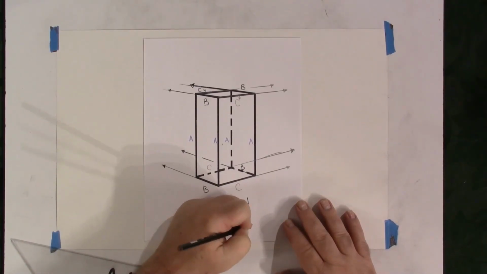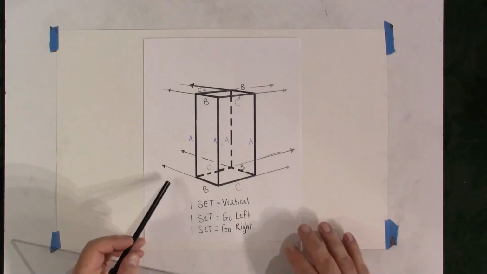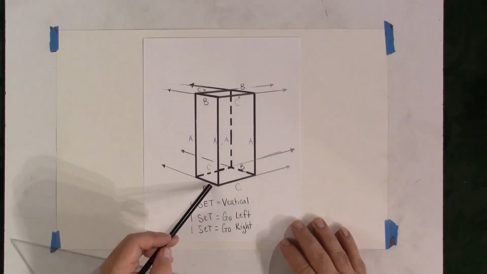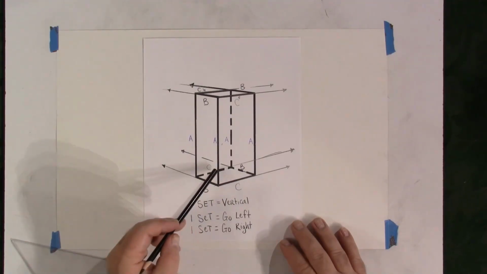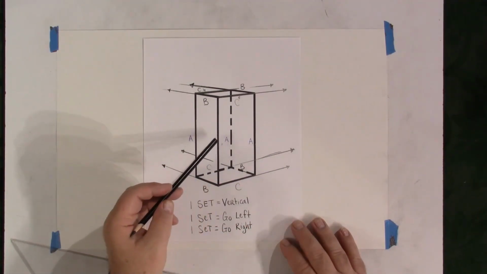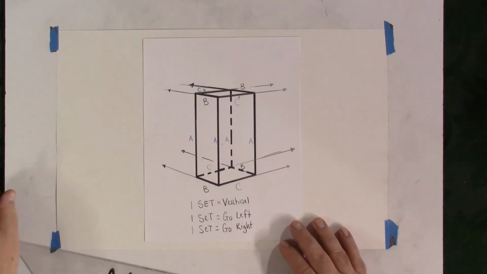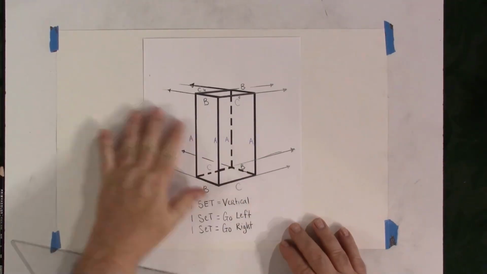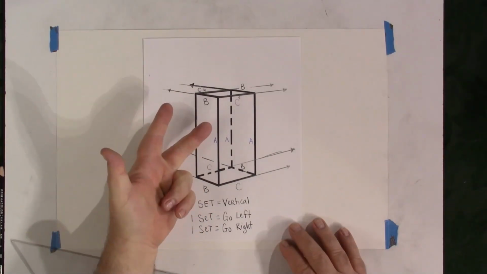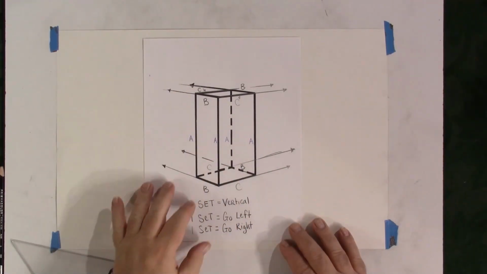Whenever we are drawing in two-point perspective, we have angles. We have one set of angles that go to the left, and we have one set of angles that go to the right. Okay, and then we have the verticals. So when I'm dealing with two-point perspective, it's either a vertical line, a line going to the left, or a line going to the right, and that is it.